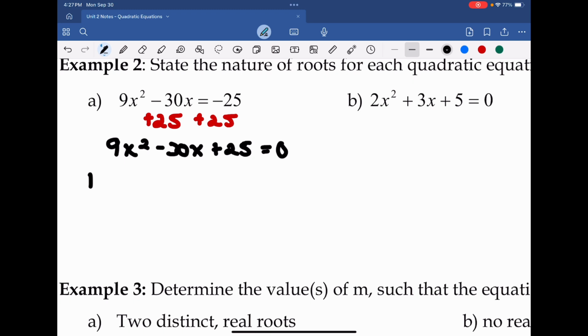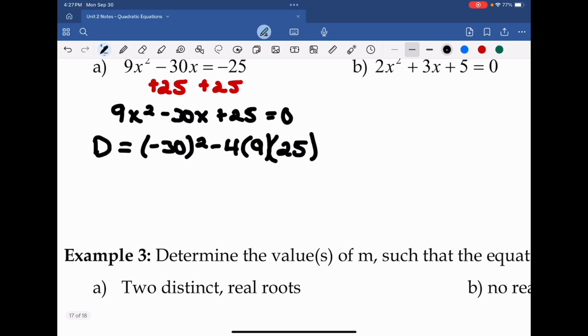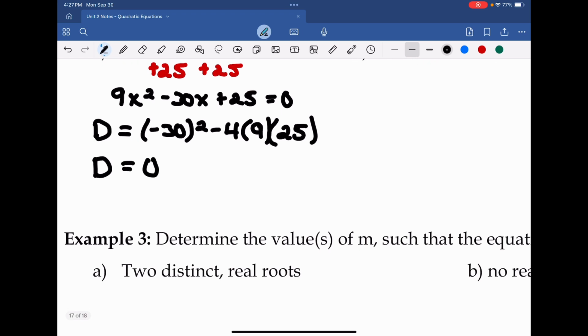Now from here, we're going to do our discriminant. Discriminant is equal to b squared, which is negative 30, all squared, minus 4 times a, which is 9, times c, which is 25. Now, when we put this into our calculator, we actually end up getting 0. And so if the discriminant is 0, we knew that this was our case where the overall term had two equal and real solutions.